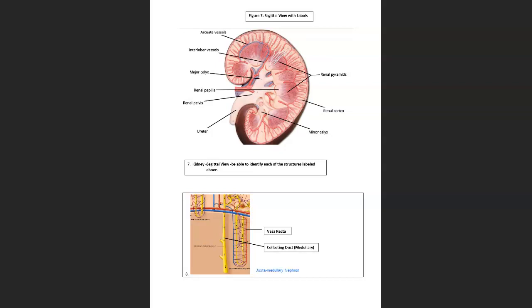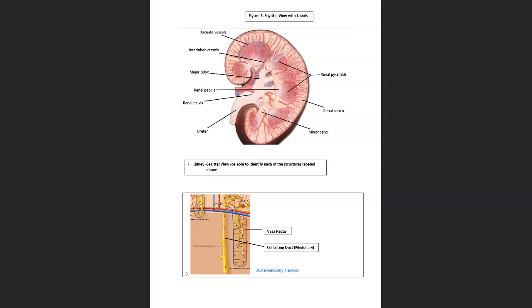Okay, another point I want to mention is this will be the 9th point that I'll mention. The functional units of the kidneys are the nephrons. The nephron consists of 2 components.